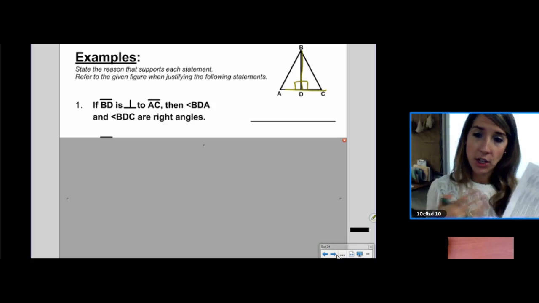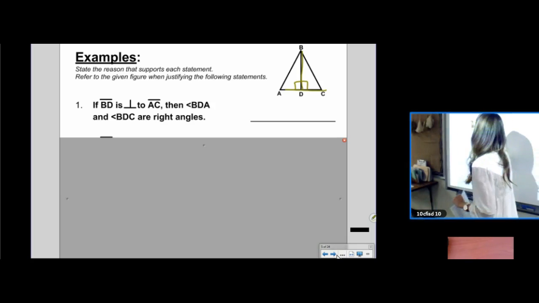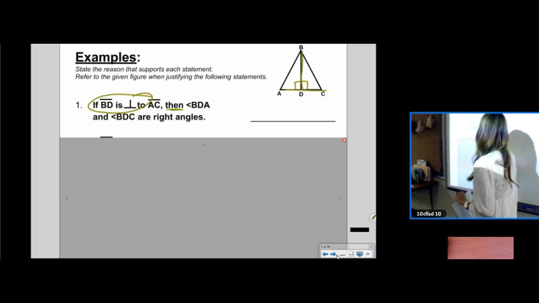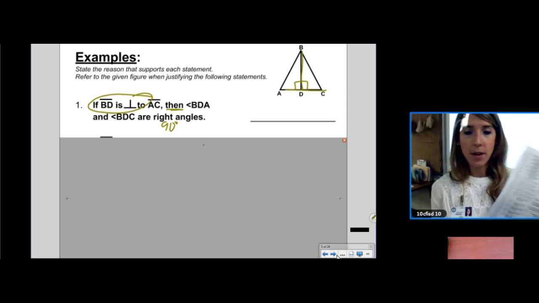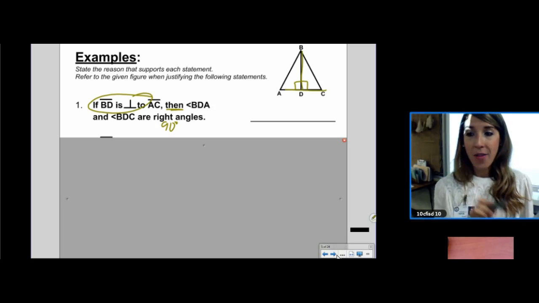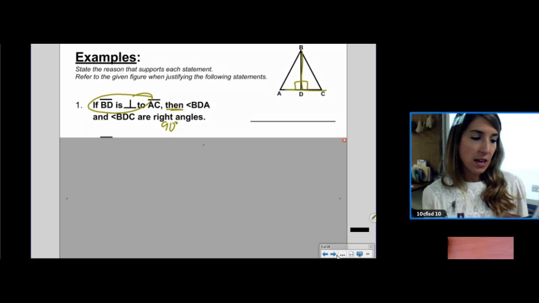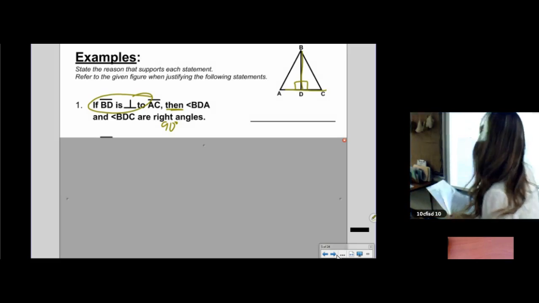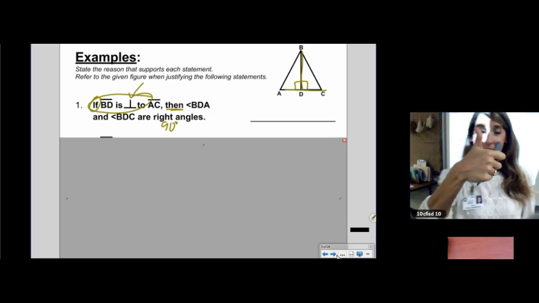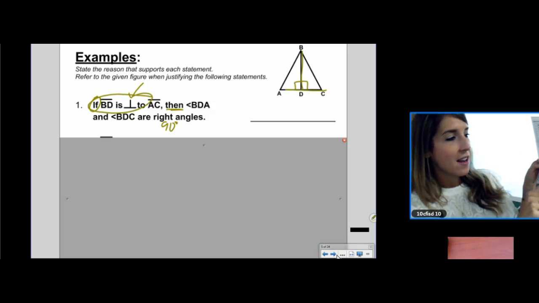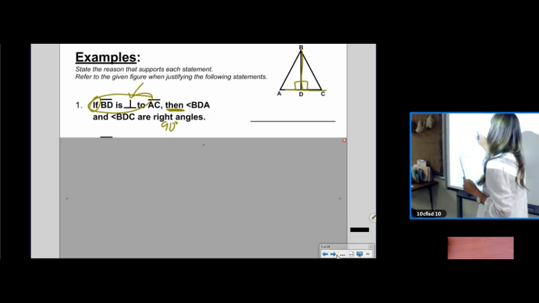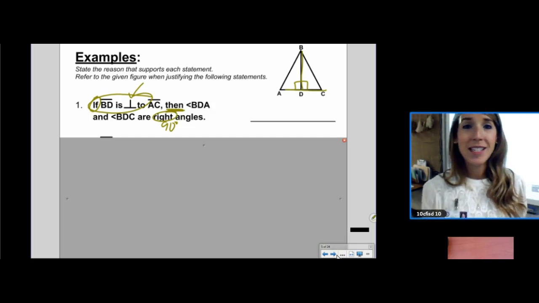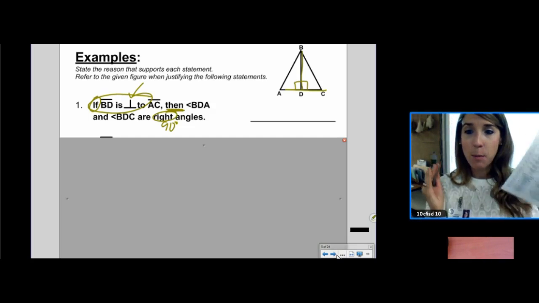What theorem or definition or property says if perpendicular, then 90 degrees? Good. Everyone go look at what number that is. Definition of perpendicular lines, number 15. You want to make sure your hypothesis and your conclusion match. Number 15: if two lines are perpendicular. If perpendicular, check. Conclusion on here: then they intersect at 90-degree angles, which is a right angle. Then right angle. Okay, the hypothesis and the conclusion match, so that is my supporting reason.